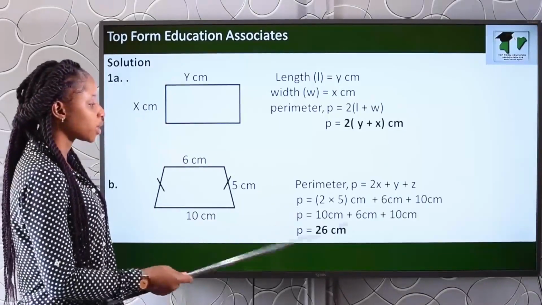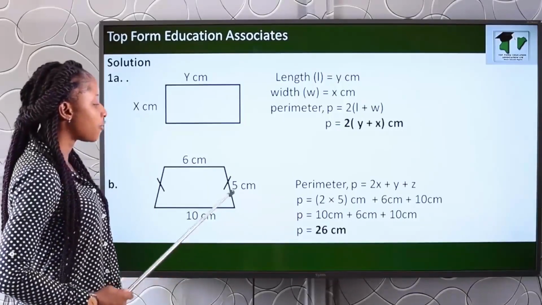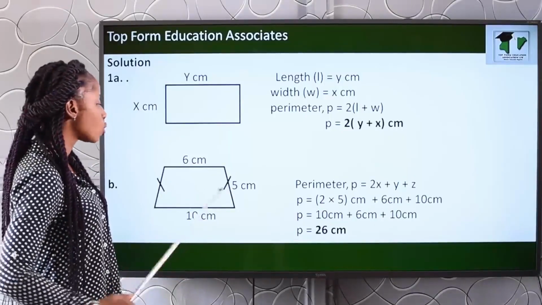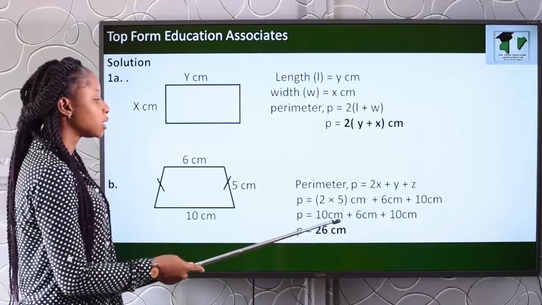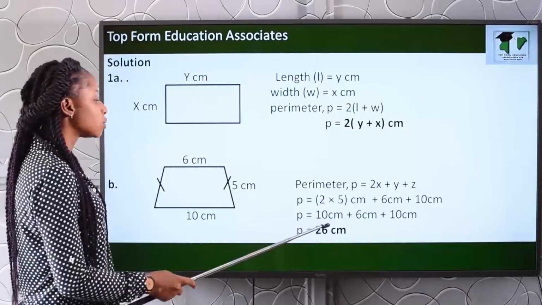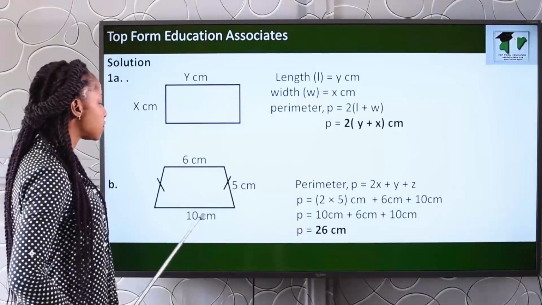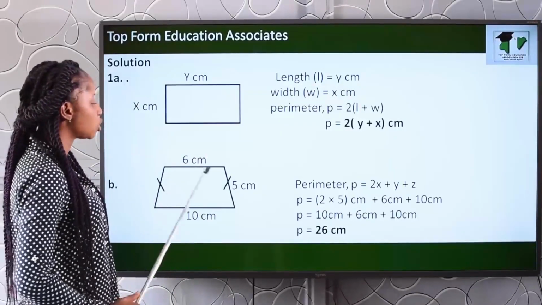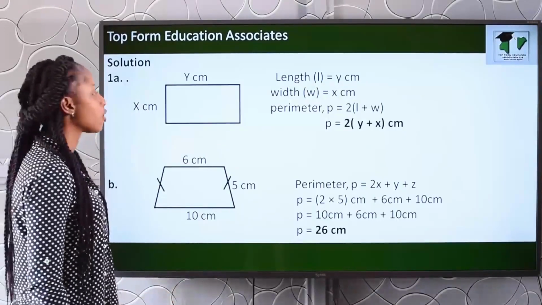So therefore, to find the perimeter, we first of all multiply 5 centimeters by 2. Why? Because we have two equal sides, so it's double. So we multiply it by 2, and it gives us 10 centimeters. So we just add the rest of the values. We add 10 centimeters plus 6 centimeters plus 10 centimeters. Therefore, the perimeter of this trapezium is 26 centimeters. I hope you got that correctly.